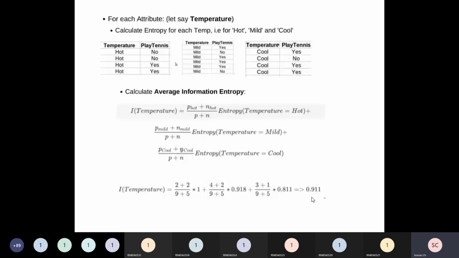Why 4 plus 2 in the second category? See here we have 6 records. 4 are positive examples, 2 are negative examples. 4 plus 2 divided by 14 into 0.918. This 0.918 you will get when you apply that entropy formula. Entropy you have to calculate. Similarly for the third one. So when I compute this I of temperature, what I got is 0.911. So I of temperature is 0.911.